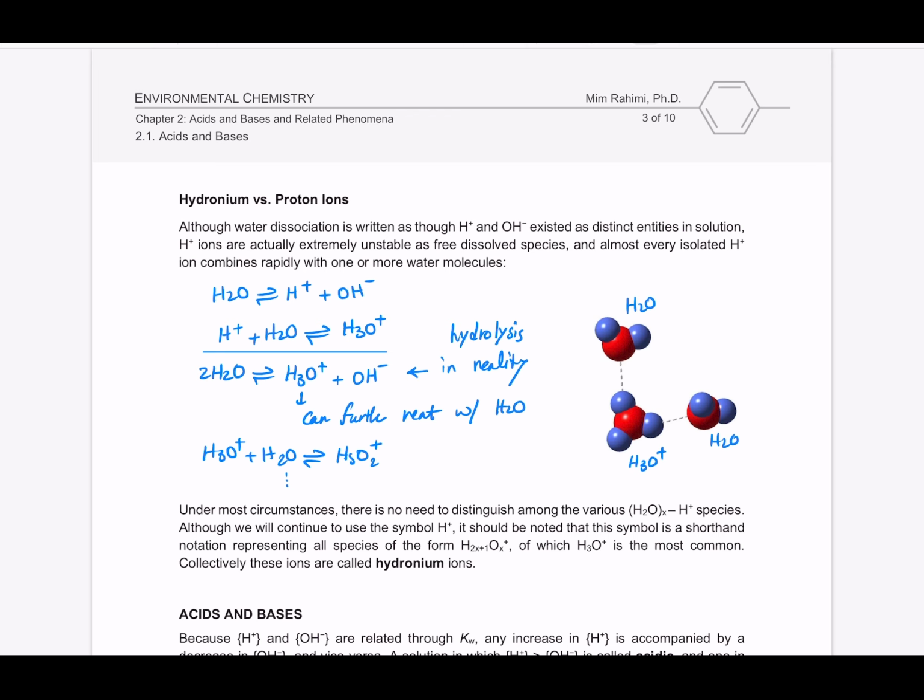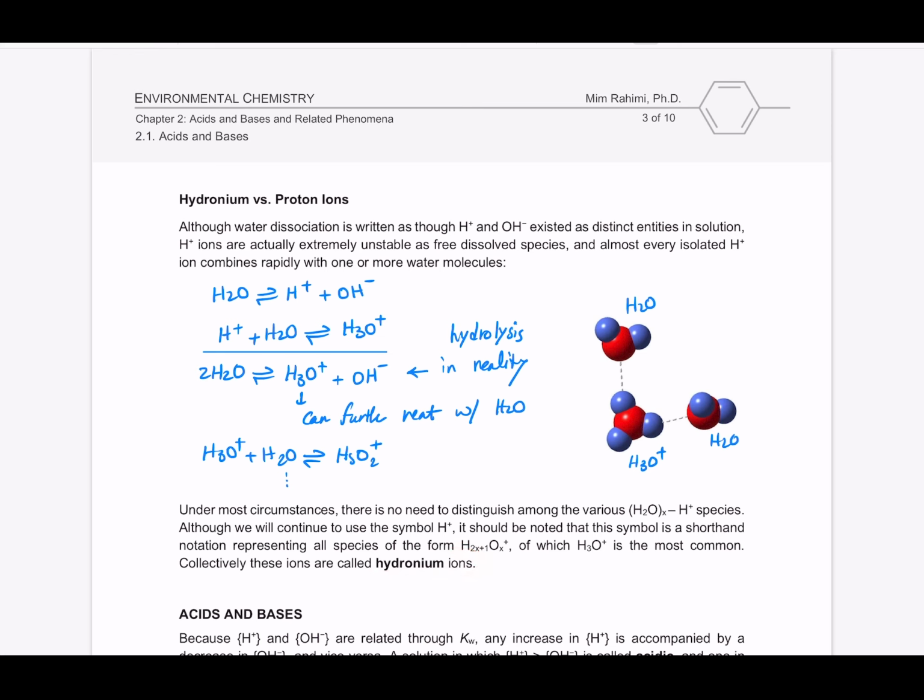So basically it seems we don't have H+, but we have a bunch of H3O+, then H5O2+, or in general H(2x+1)O(x)+. That would be a combination, of which the dominant one is the first one. We normally don't care about the different species in terms of whether it's this one or this one. Rather, collectively, we call them hydronium ions.